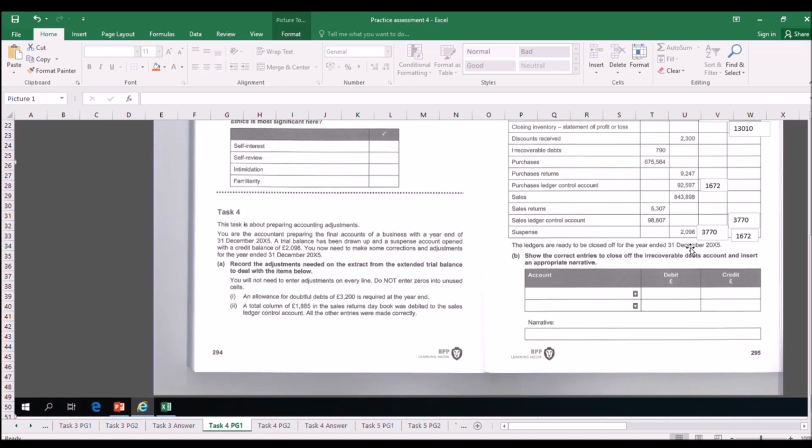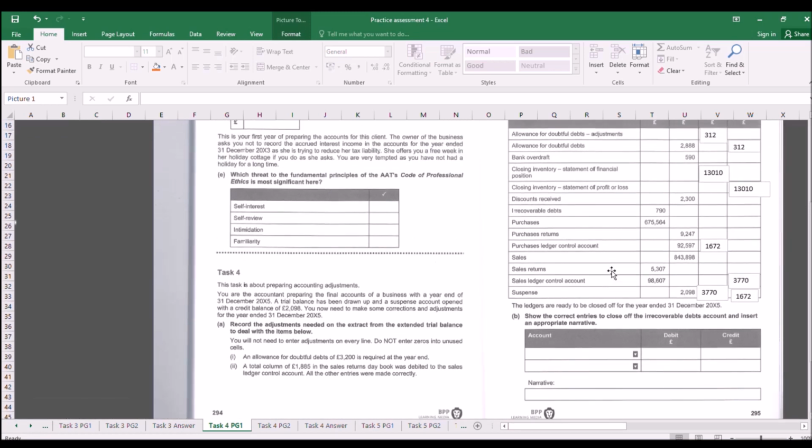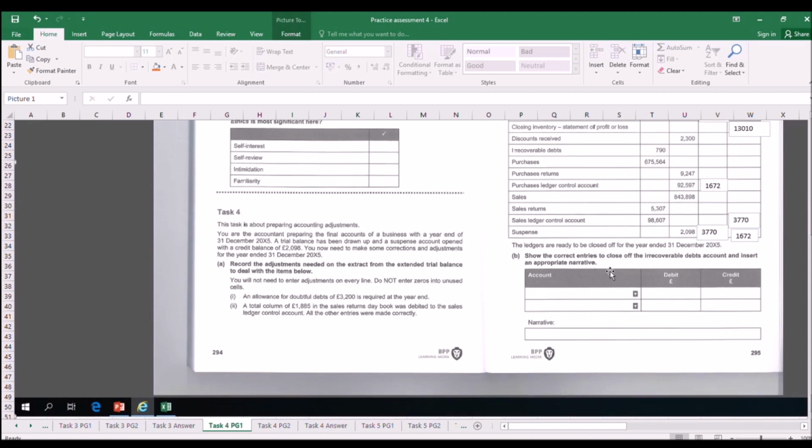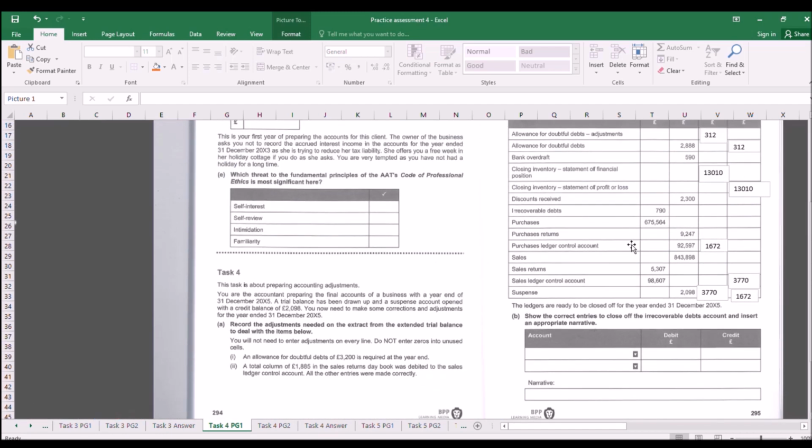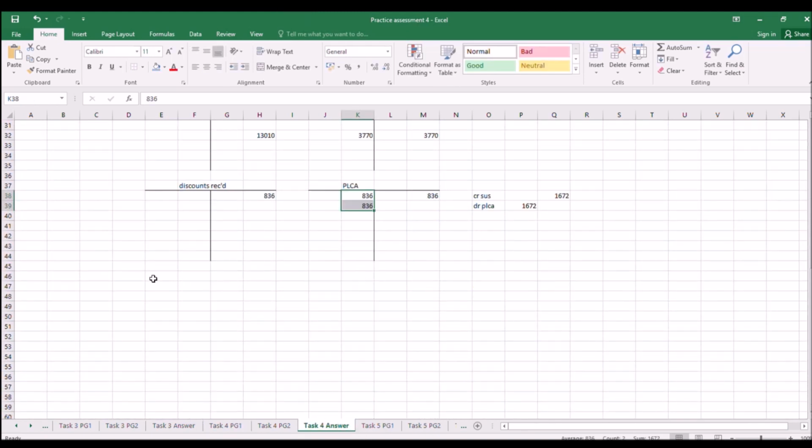Right, the ledgers are ready to be closed off for the year end. Show the correct entries to close off the irrecoverable debts and insert the appropriate narrative. So what we're going to do here is close off the irrecoverable debts. Then we are going to debit the profit and loss account and credit the account there. So what I'm going to show you is exactly what happens here. Let's put this figure over here, like that, and this here, like that.